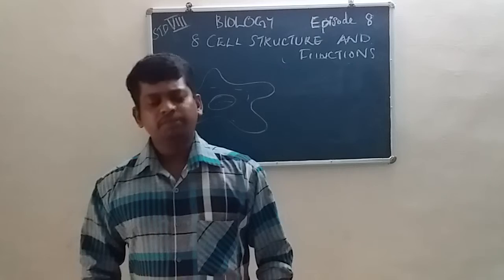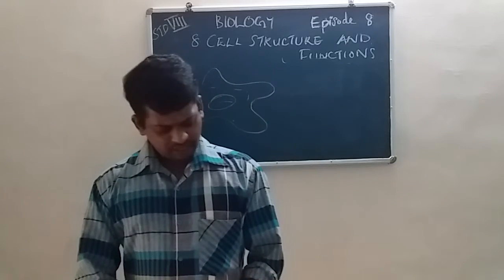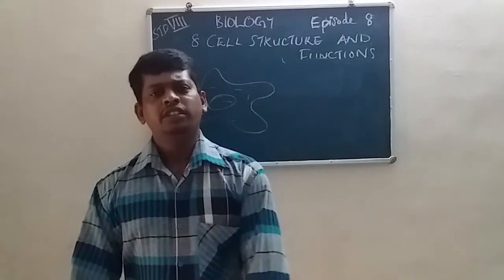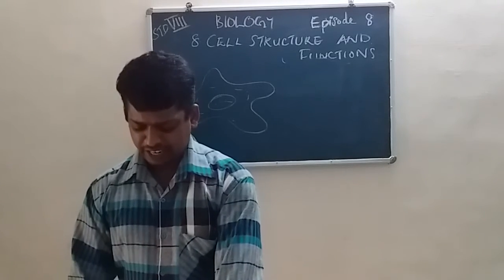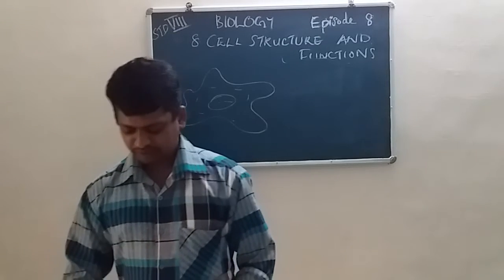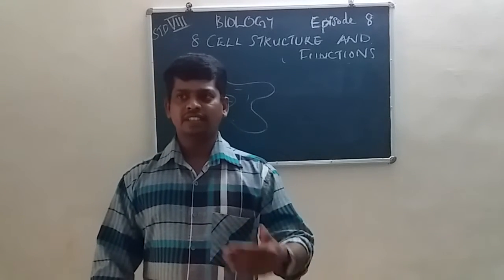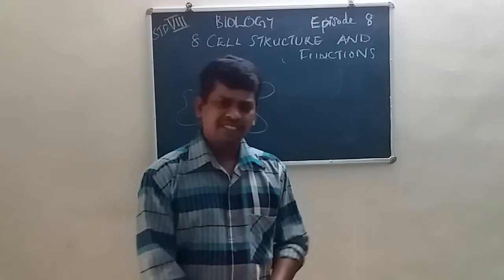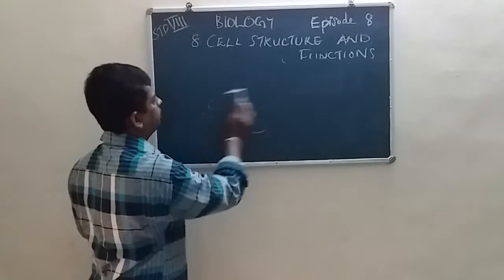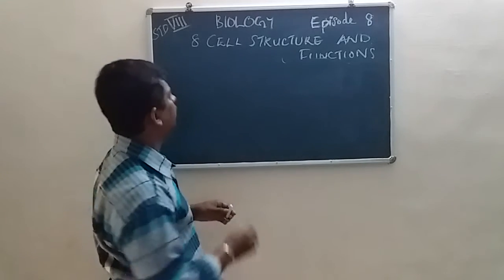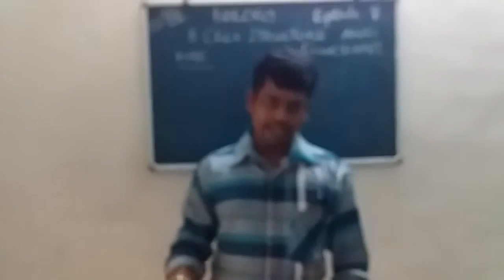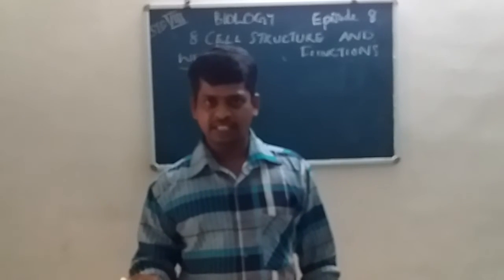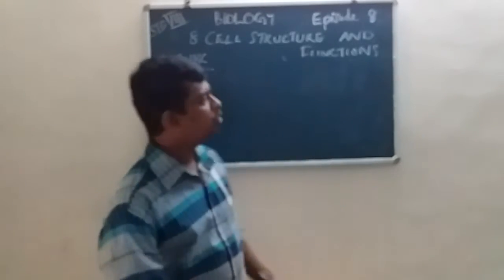Then, what are the WBC cells? Can you guess the names of WBC cells? Yes, just recollect. Okay. WBC is otherwise known as white blood corpuscles, and is otherwise known as leukocyte.